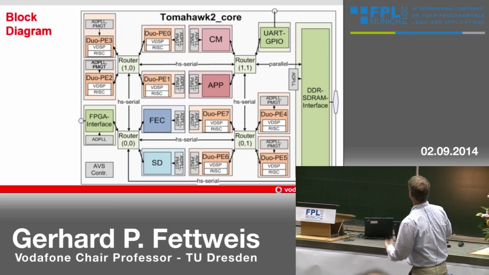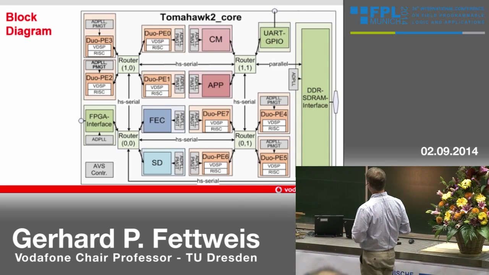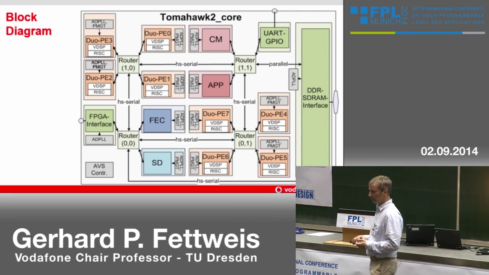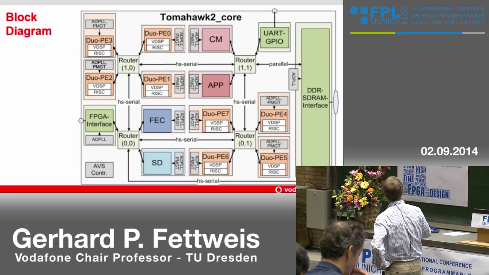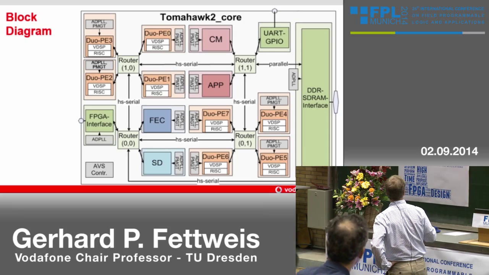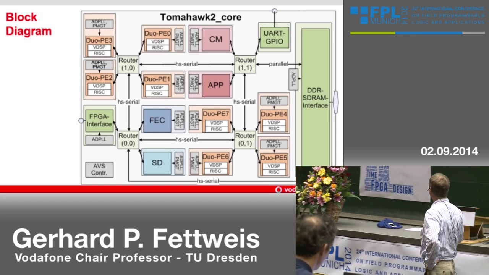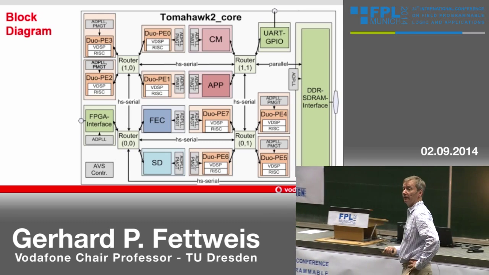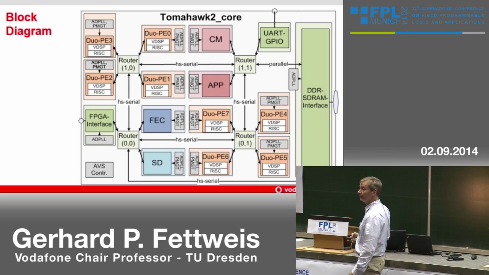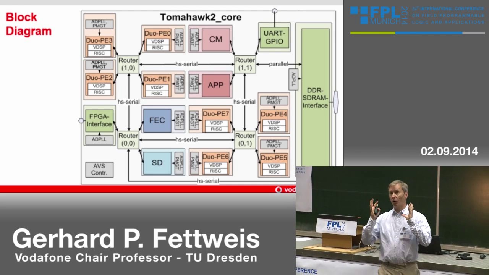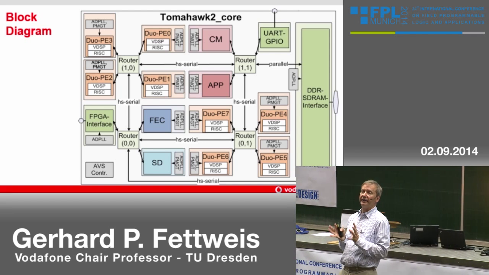So here is a different way of looking at this block diagram. We presented this at ISSCC this year, just to give you an idea of how we approach this with these dual processing engines in a network on chip, and then we still have application-specific accelerators for forward error correction, sphere detection, and other things sitting on this chip to build the whole complete engine. So what does that mean?